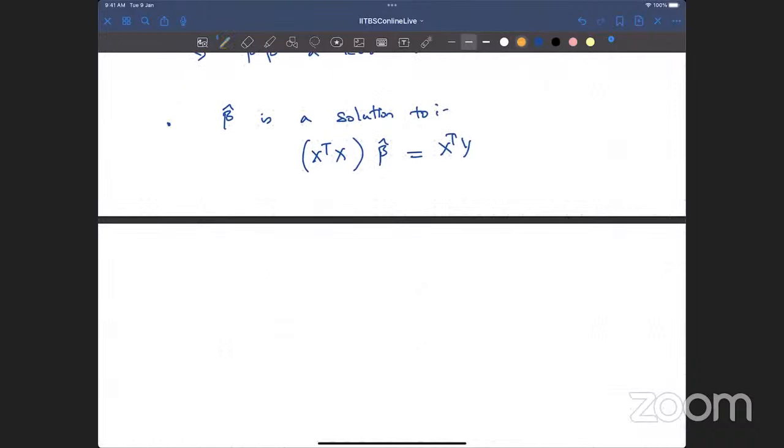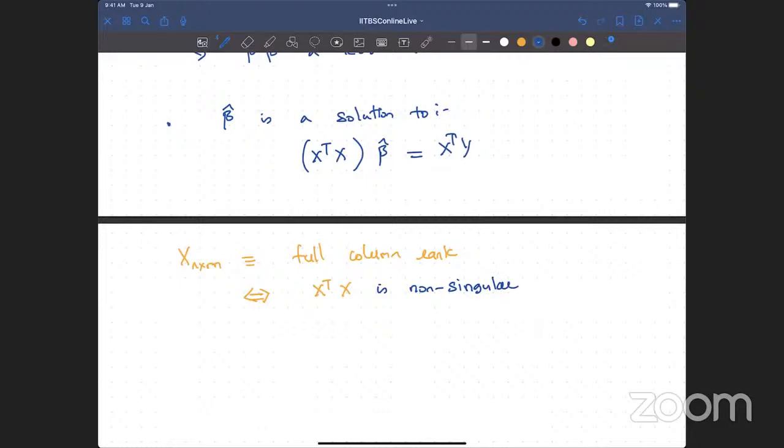So X is n cross m. If X is full column rank, that means rank of X is m. This is a fact that you can easily verify. This implies that this matrix, what can you say about this matrix? Can someone tell me, X transpose X, what will it be if X is full column rank? Invertible. It is invertible, very good. It's non-singular.